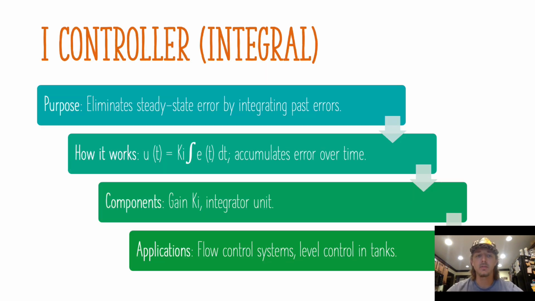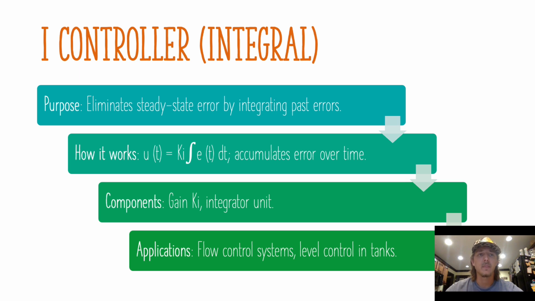I controller, or integral controller, is a type of controller designed to eliminate steady-state error by considering the accumulated error over time. Unlike a proportional controller, which reacts only to the current error, an I controller looks at the history of the error and generates a control signal based on the total sum of past errors. The control action is defined by the equation shown on the board, where u(t) is the control output, e(t) is the error, and Ki is the integral gain. This means the longer an error persists, the stronger the corrective action becomes, ensuring the system eventually reaches the desired set point.